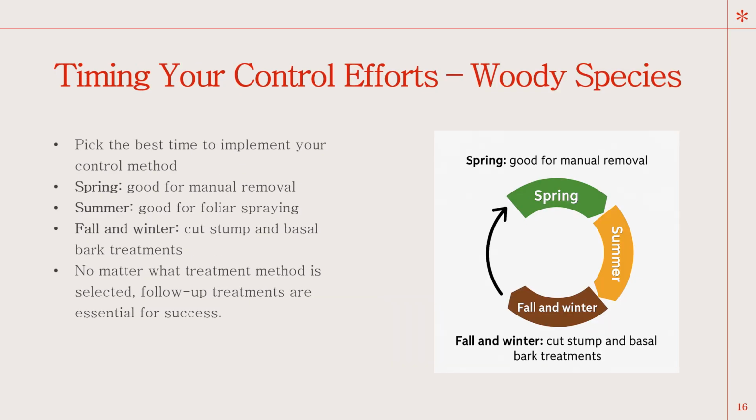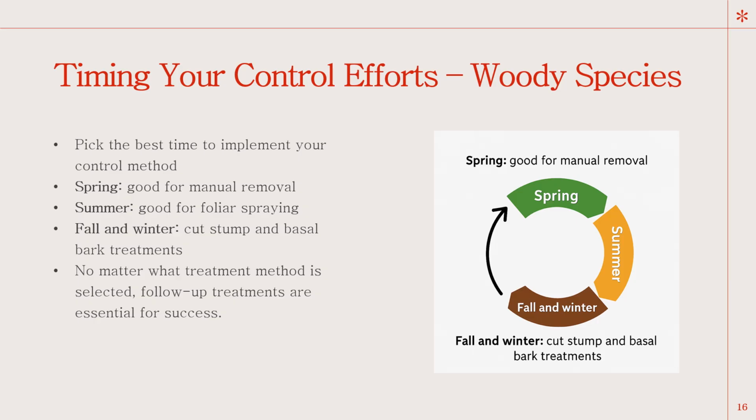So now we'll talk a little bit about the timing of your efforts, because timing can make a really big difference in how things are applied and the overall effectiveness. So for woody species, you can really think about it as 3 options. So springtime is great for manual removal of small, like when you're hand pulling small buckthorn, small honeysuckle, things like that. Summer, if you are choosing to do a foliar spray, that's the best time to do it, when they're fully leafed out, they have their leaves, and they're actively growing.